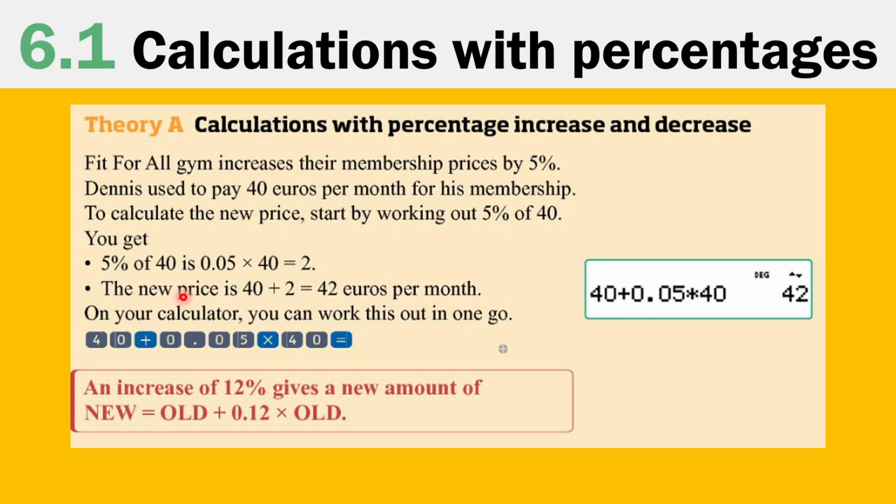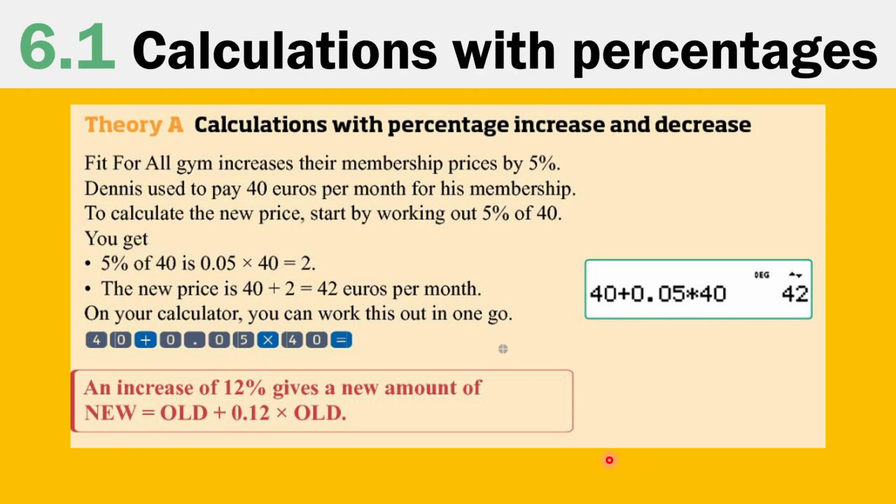And you can do this in one calculation. If you want to punch this into your calculator, type in 40, what you start with, plus the extra bit, 0.05 times 40, right? If you punch it in like this, you'll get 42 in one go. For example, an increase of 12% gives you a new amount: the new price is equal to the old price plus 0.12 times old. So this formula you can use a lot. Of course, the 0.12 changes every time. If it's an increase of 10%, it will be 0.1. If it's an increase of 80%, then 0.80.